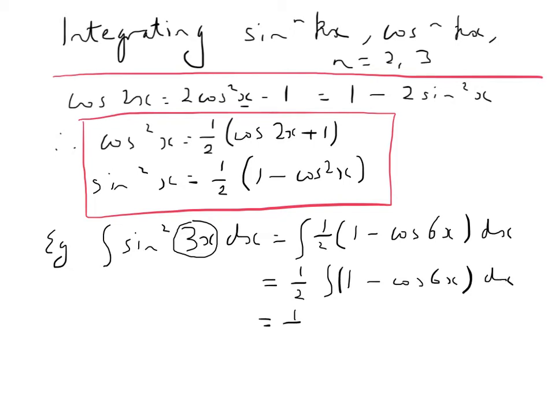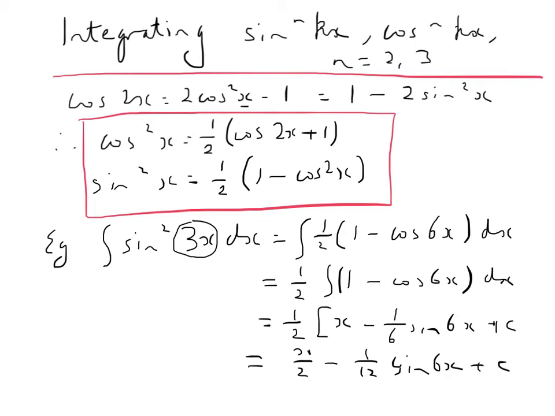So we're going to integrate that. Half, square bracket, because you're doing the antiderivative. The antiderivative of 1 in terms of x is x. The antiderivative of cos 6x is 1/6 sine 6x plus a constant. The antiderivative of cos is just sine, so there's the answer. Multiplying back in, you get x on 2 minus 1/12 of sine 6x plus a constant.